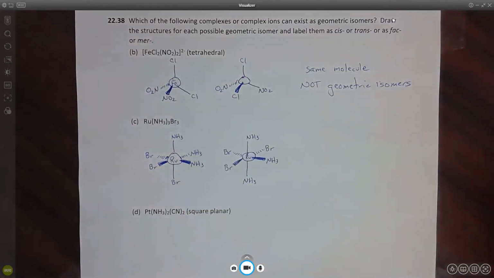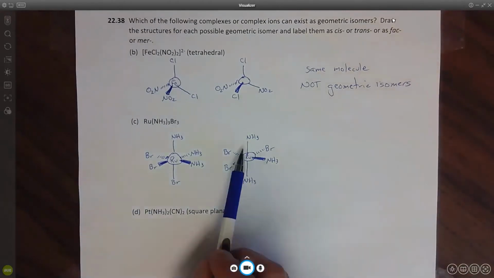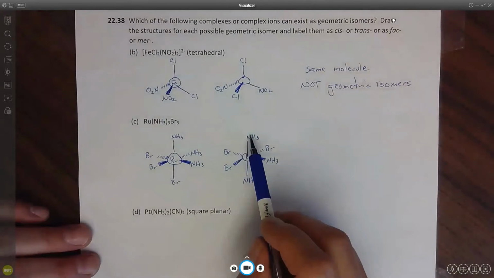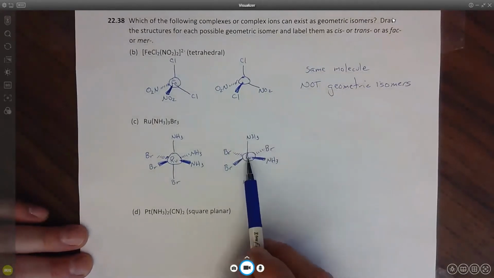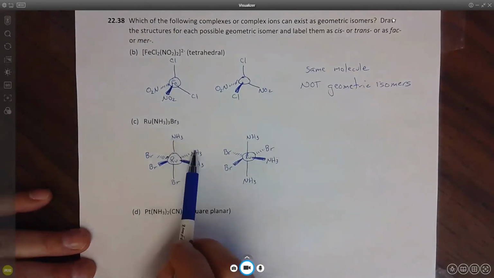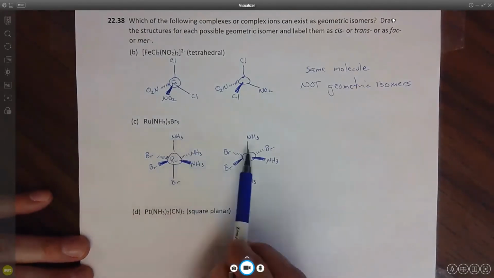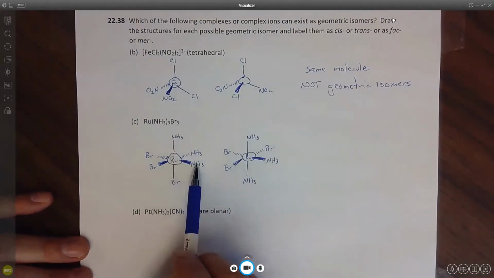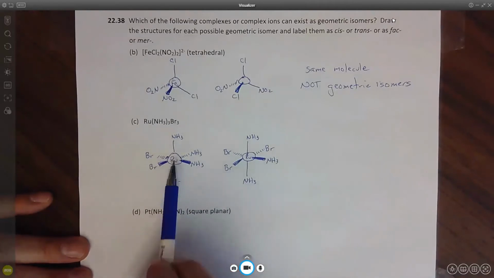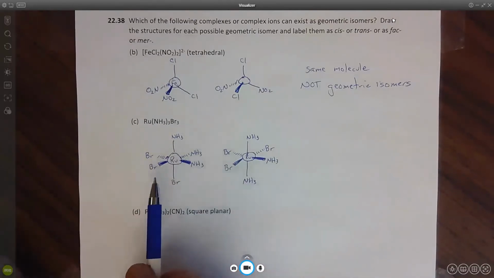Okay, now we got to make sure that they're not the same. So I can see here that these 3 ammonia are actually in the same plane, right? This would be a T shape, and they'd all be in the same plane. In this case, I could see that these 3 ammonia are not in the same plane, right? We could say these 2 are in the same plane, but then this one's going back behind it. Or we could say these 2 are in the same plane and this one's coming out towards us. So they are not the same.